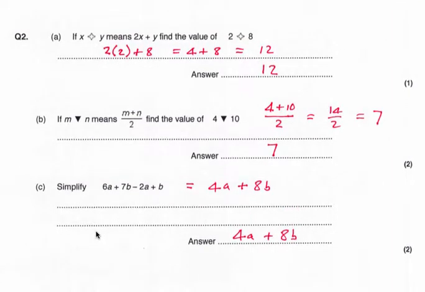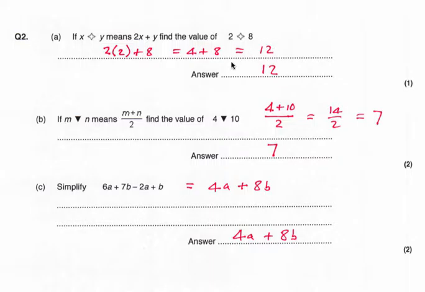Question 2. If x combined with y with this symbol means 2x plus y, find the value of 2 combined with 8. So what we have to do is take the first number, double it and add the second. So if we have 2 and 8, we double 2 to get 4 and add on the 8 to get 12.